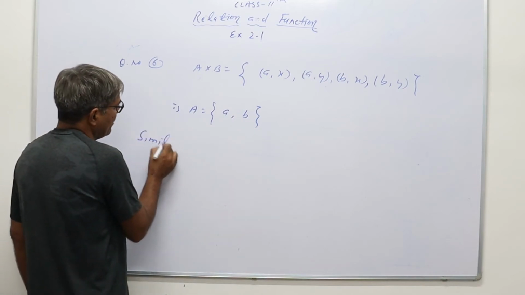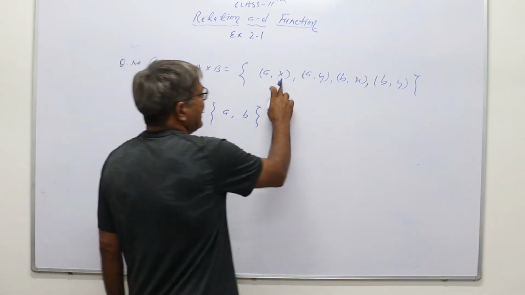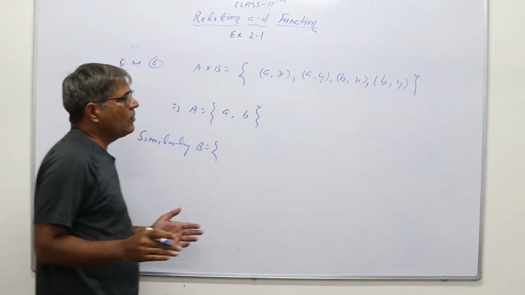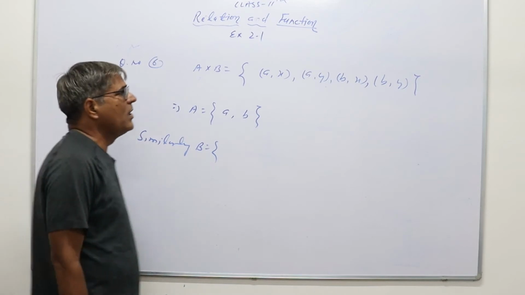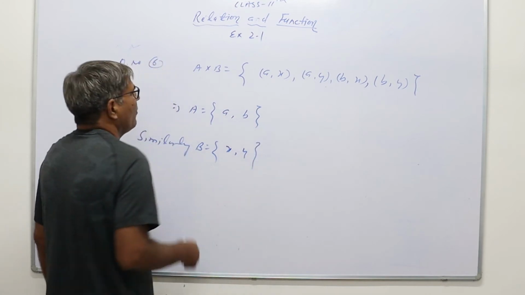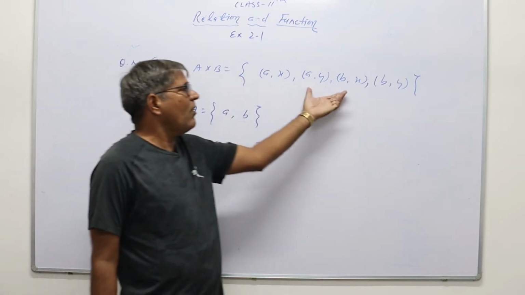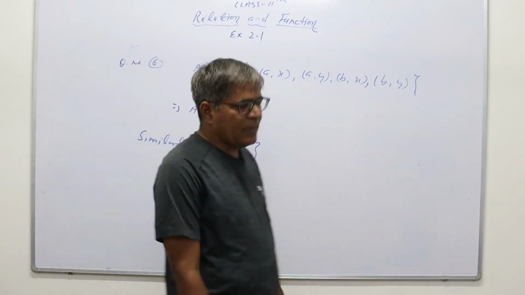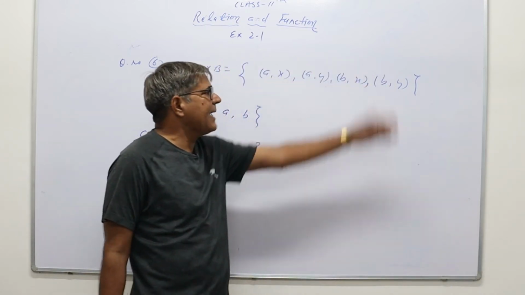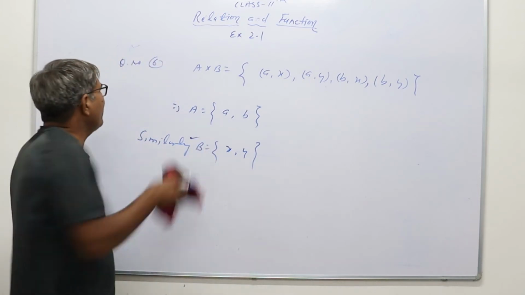Similarly, set B has the collection of the second elements, x, y, x, y. So again x is repeated 2 times and y is repeated 2 times, so we write only once: x, y. Whenever a Cartesian product is given, the collection of all the first elements of the ordered pairs belongs to the first set, and the collection of all the second elements belongs to the second set. So this is your answer of question number 6.